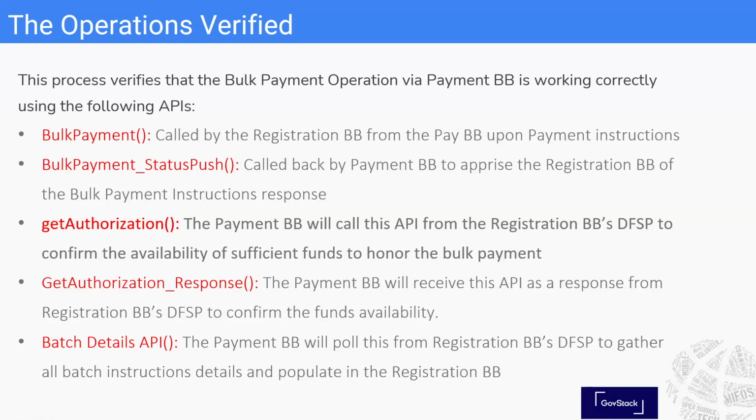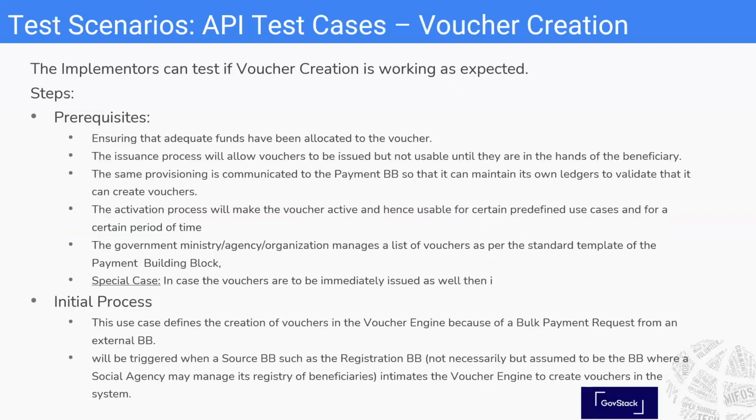And finally, it also verifies the batch details API, because if the source building block wants to know the details of the transaction, you could also see that through the UI that we provide. If you recall, we click on any transaction, double click on it, and we can look at all the details of the transaction. So this one covers how we can test voucher creation.